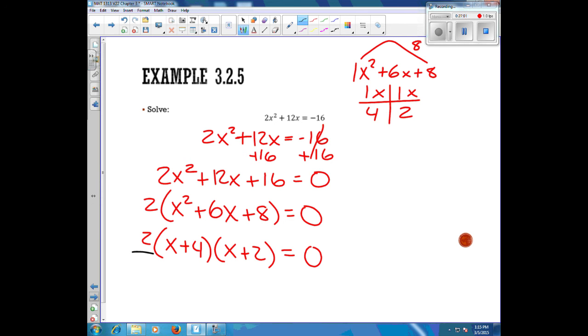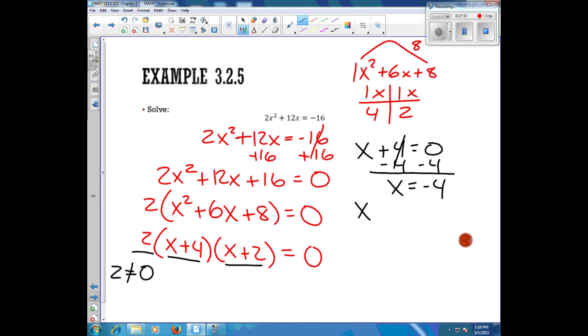Now 2 is not equal to 0. And as I was saying before, 2 has nothing to do with the solution to this problem. It's a common factor, so we were able to take it out. But what does have to do with the solution is x plus 4 and x plus 2. So we want to take each of those and set them equal to 0. If we say x plus 4 equals 0, subtract 4 from both sides, and we get x equals negative 4. We say x plus 2 equals 0 and subtract 2 from both sides, we get x equals negative 2. And so those are our two solutions to this quadratic equation.